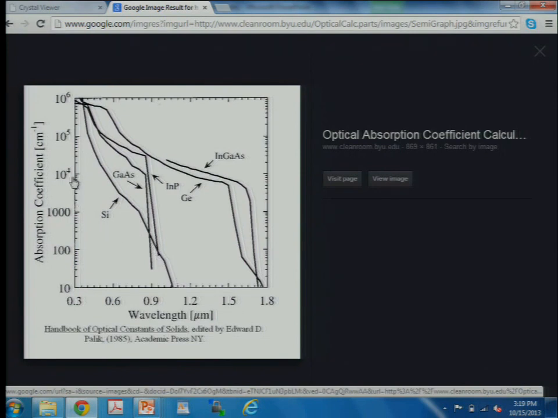So 10 to the 4, and this is 1 micron right here. This is kind of green light. For green light, it's on the order of a micron. Well, 1 over a micron.